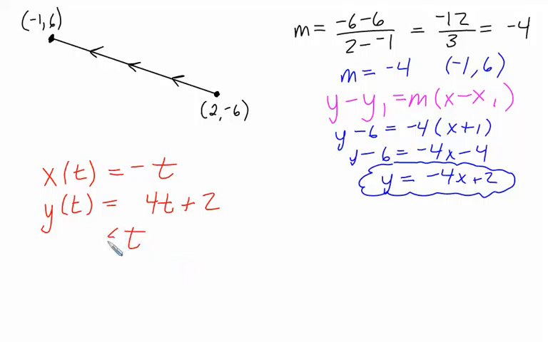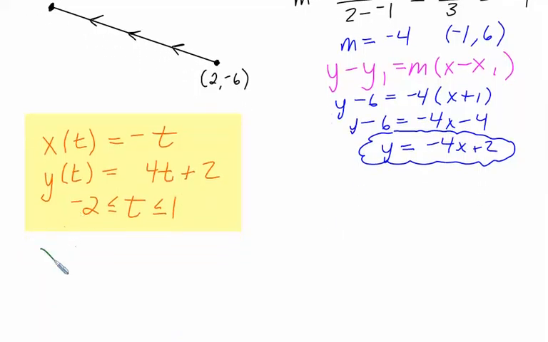Since this is a line segment, we also need to stipulate the domain for t. So t would actually start at negative 2, because the opposite of negative 2 is a positive 2, and it would go to positive 1, because the opposite of 1 is negative 1. This would be one set of parametric equations that would work. However, we could come up with an infinite number of parametric equations that would work as well.